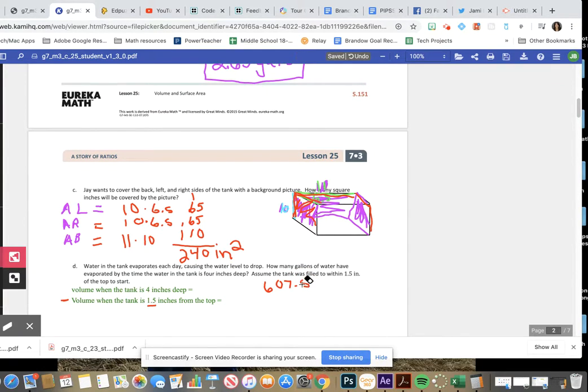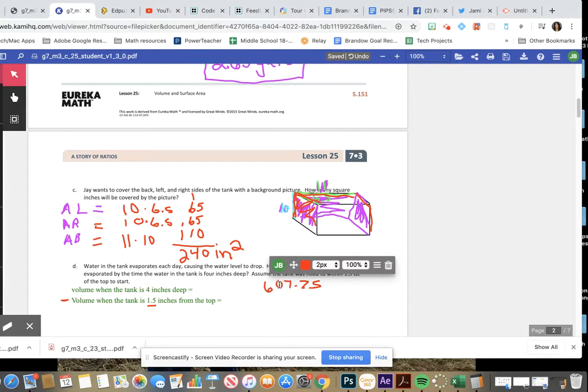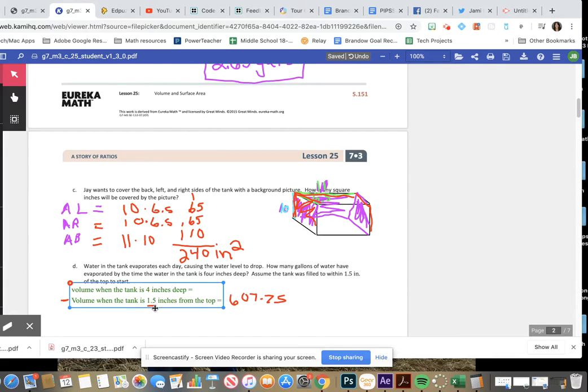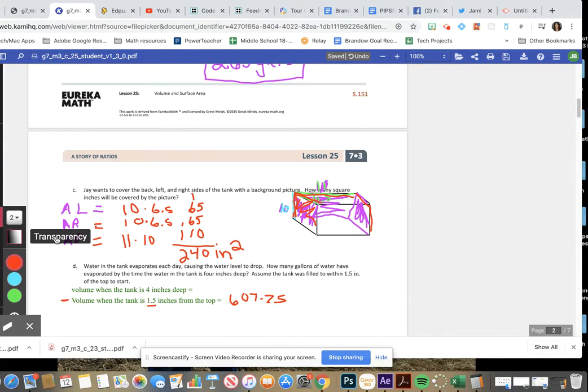Let me see if I can get this to move. And this guy. So that was the volume when it was 1.5 inches from the top. Now I need to know the volume when the tank is 4 inches deep. So the tank is going to be still 11 long and 6.5 wide, but the height of it is only going to be not 10, but they said 4 inches.